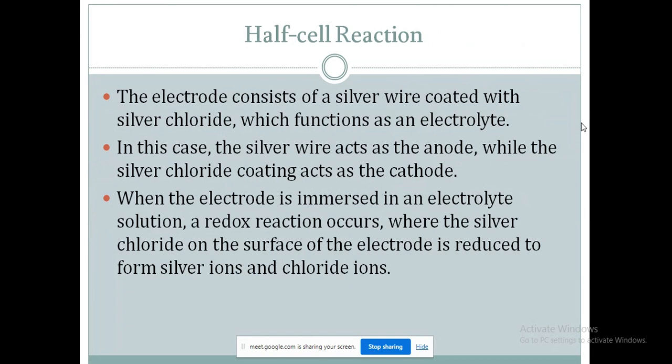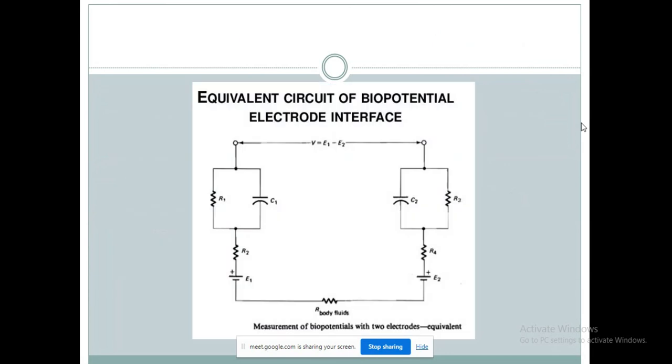When the electrode consists of a silver wire coated with silver chloride, it functions as an electrode acting with the electrolyte. So in this case, the silver wire acts as the anode, while the silver chloride acts as the cathode. While the electrode is immersed in an electrolyte solution, a redox reaction may occur, while the silver chloride on the surface of the electrode is always reduced to silver ions and chloride ions.